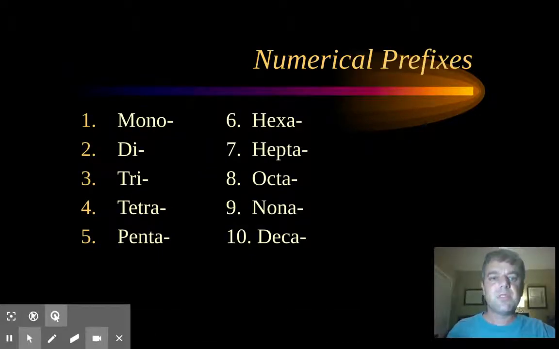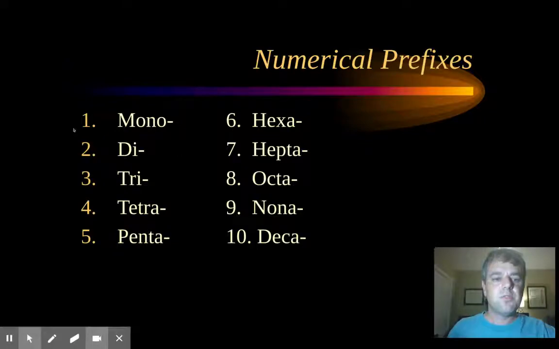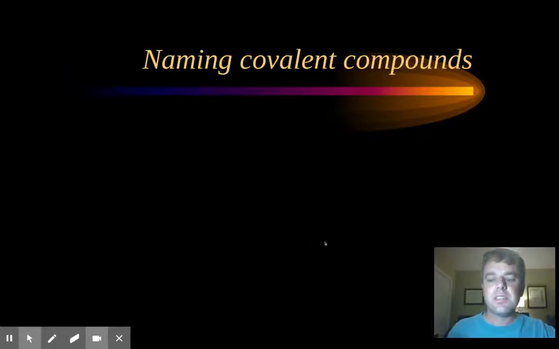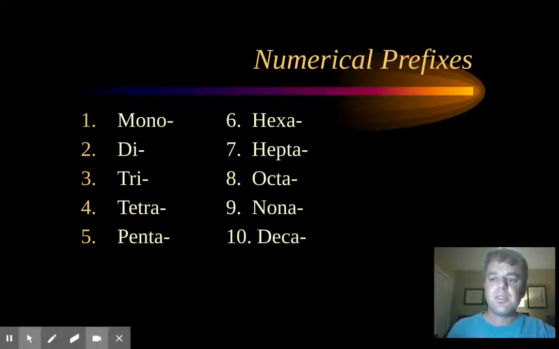Now, with covalent compounds, there are some prefixes that we need to know. Those prefixes are as shown here. The prefix meaning 1 is mono, 2 is di, 3 is tri, 4 tetra, 5 penta, 6 hexa, 7 hepta, 8 octa, 9 is nona, and 10 is deca. So you're going to need to know those prefixes. You'll probably want to write them down, make a note, have them handy and available for you to use.